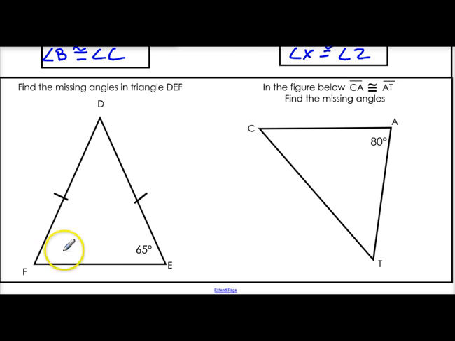So in this triangle, we're going to find all the missing angles. All right, and as you can see, there's two congruent sides, so this must be an isosceles triangle. So we're going to find the missing angles, and we know this is isosceles. You best believe you're going to take out a highlighter and start highlighting.